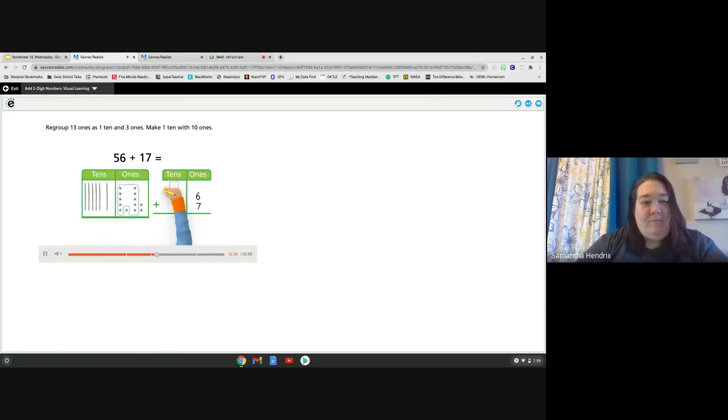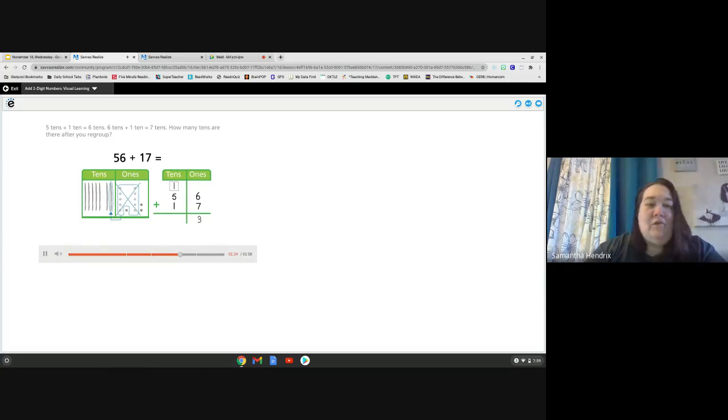Regroup 13 ones as 1 ten and 3 ones. Make 1 ten with 10 ones. Write 3 ones. Write 1 to show 1 ten. Now add the tens. 5 tens plus 1 ten equals 6 tens.